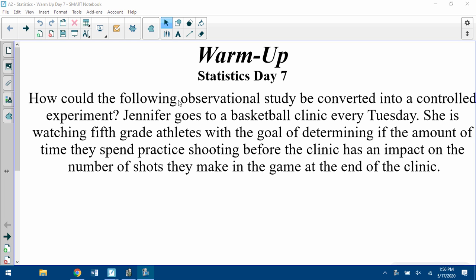A treatment. So at this point, all she's doing is observing and making notes. So since it's just an observational study, she can't determine any cause and effect relationship. If she wanted to do that, she'd have to turn it into an experiment where she'd have to put some sort of treatment. So why don't you think for a second on how she could make this into a controlled experiment, and then I'll give you what I said.